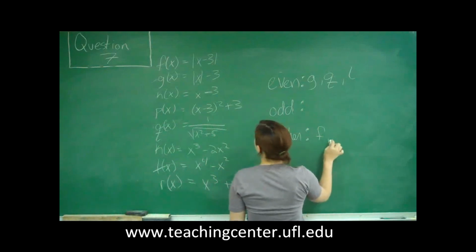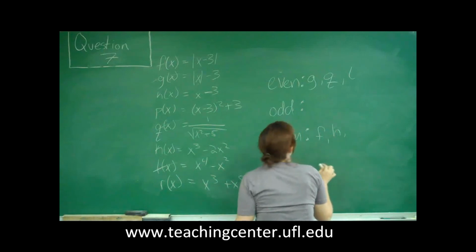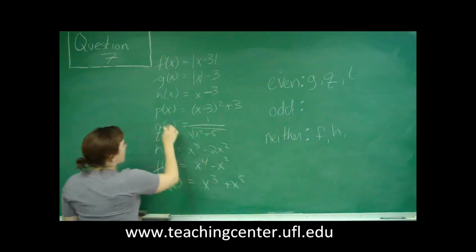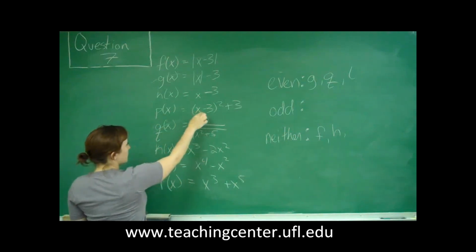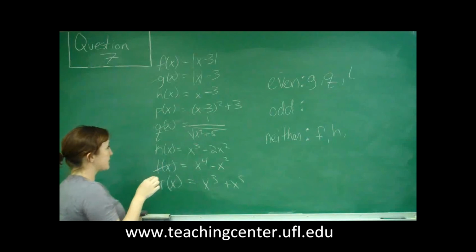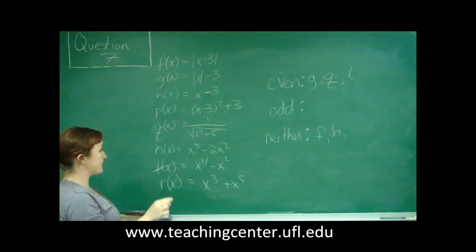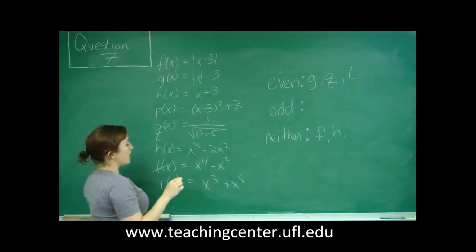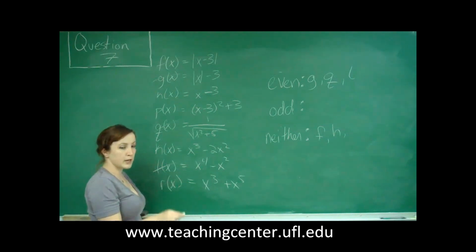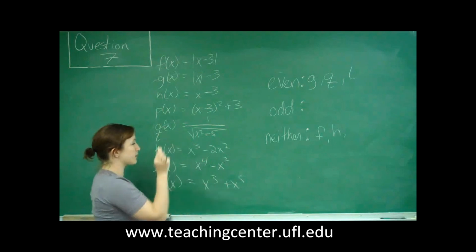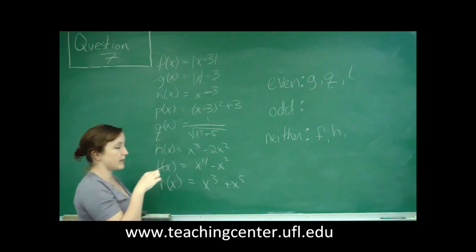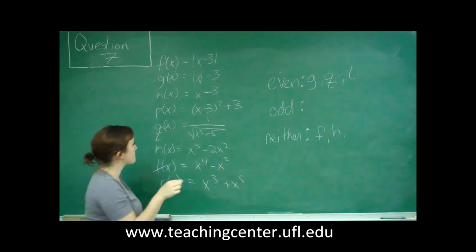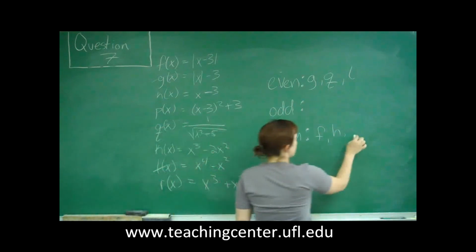So we've got f, and we've got h. When I plug in a negative x for p, this squared out, remember, will give me x squared minus 6x plus 9 plus 3. So I'll have a term with an even degree and a term with an odd degree, meaning that it's neither even nor odd, because one term is going to change when I plug in a negative number, but not the whole thing. So that is also going to be neither.